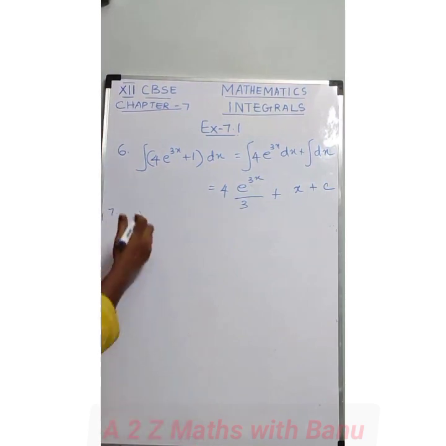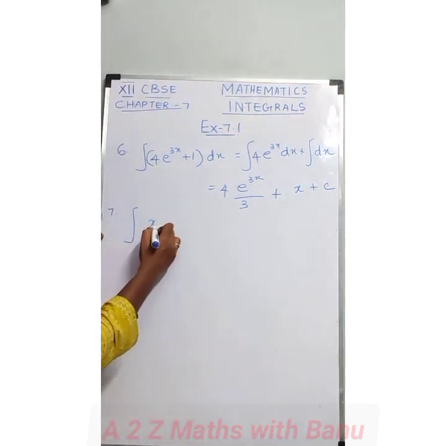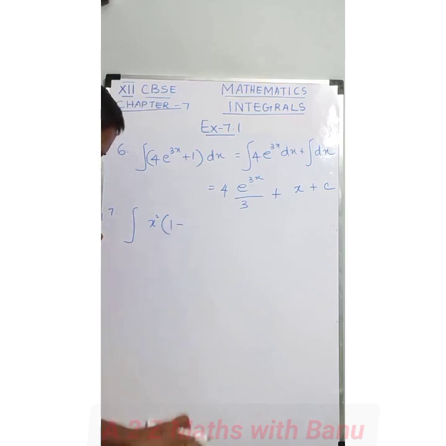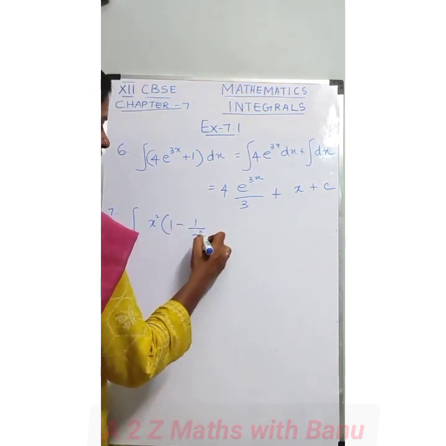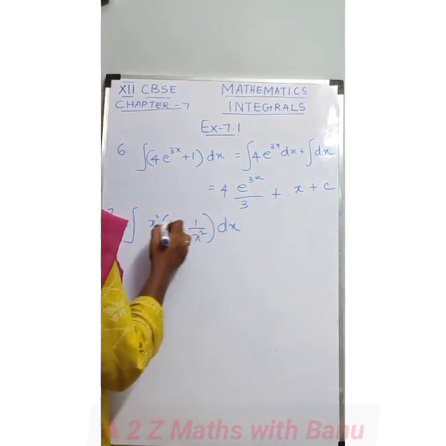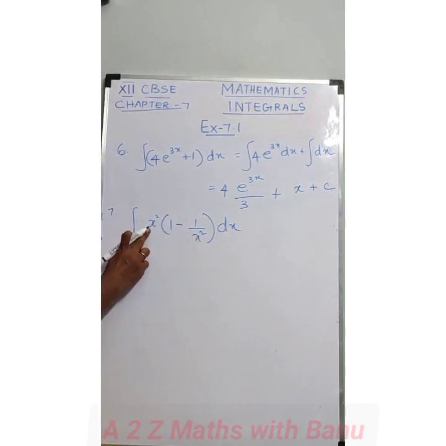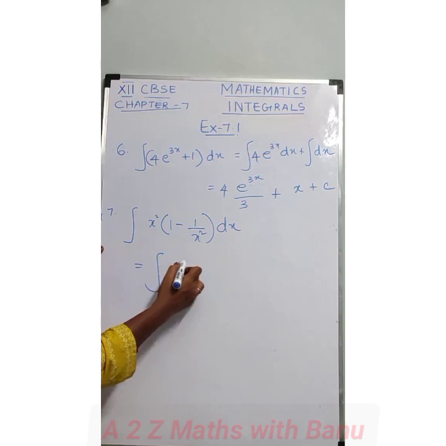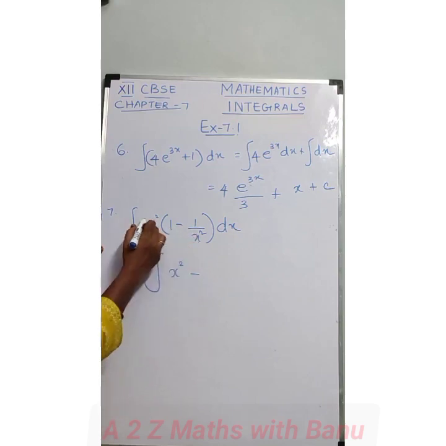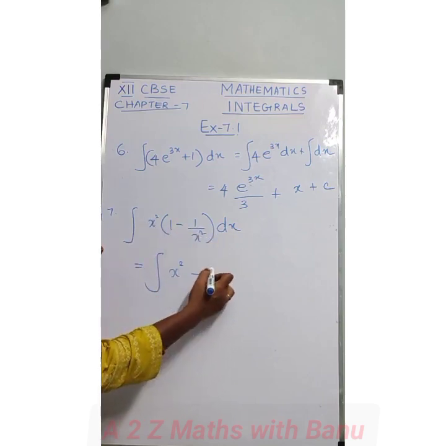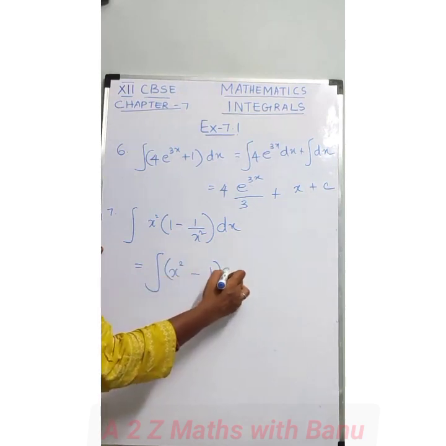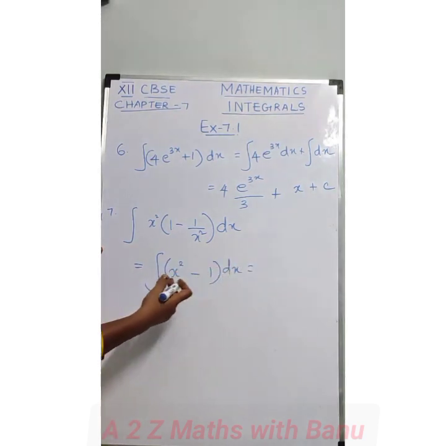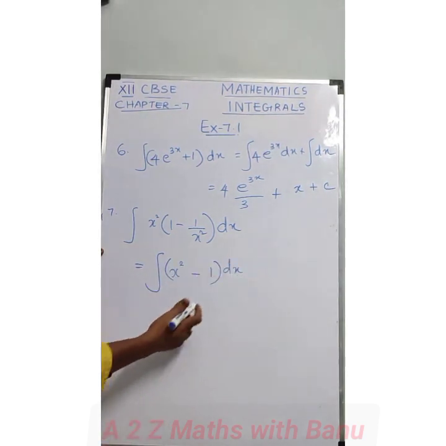Then we have the seventh problem, which is x square into 1 minus 1 by x square dx. Let us simply multiply these two terms with x square so that we get x square into 1 is x square, and minus x square into 1 by x square is going to be 1. And without separating, straight away we can integrate.